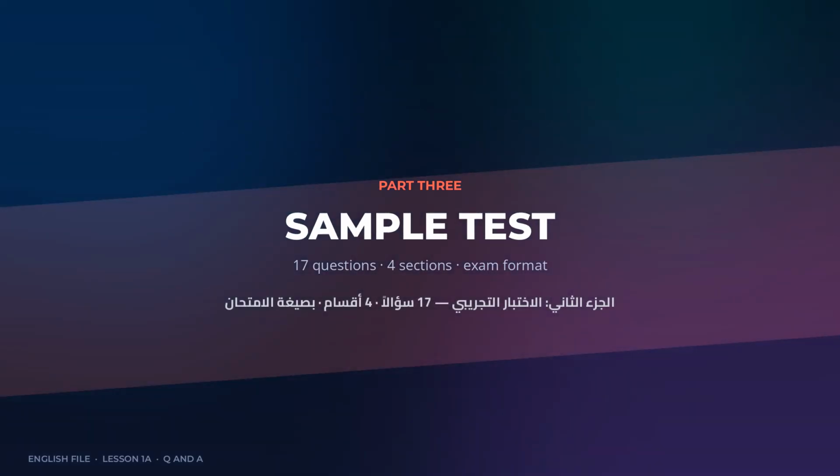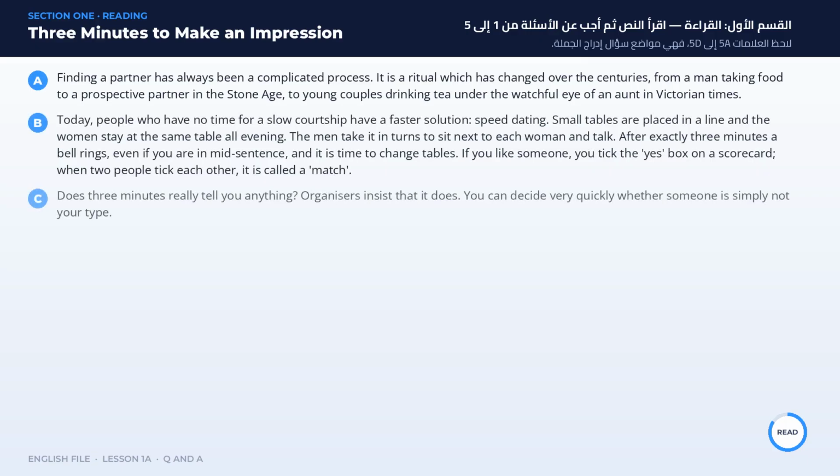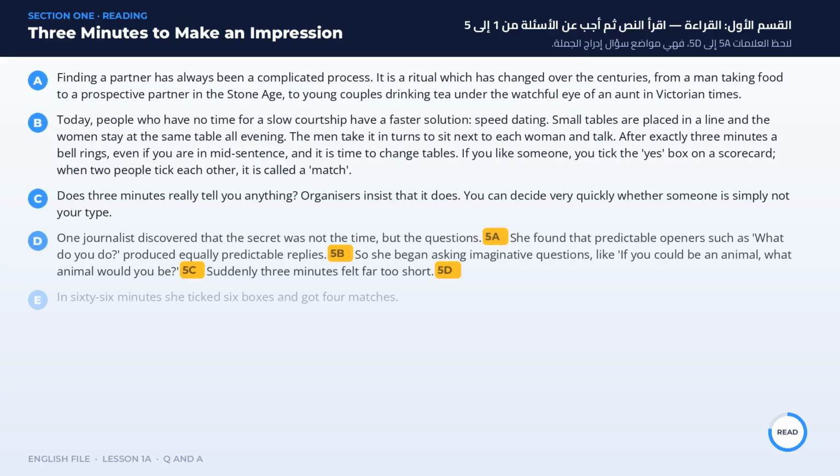Pens up. Part 3. The sample test. Same format as your real exam. 4 sections, 4 options, 1 correct answer. Section 1. Reading. Read this passage carefully because the first 5 questions all come from it. I will give you a moment, and notice those markers, 5A to 5D. That is the insert a sentence question, so keep them in mind.